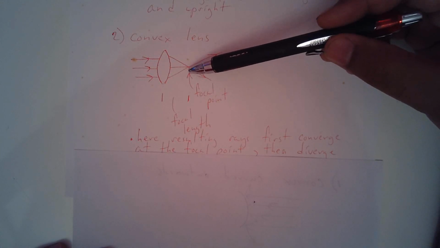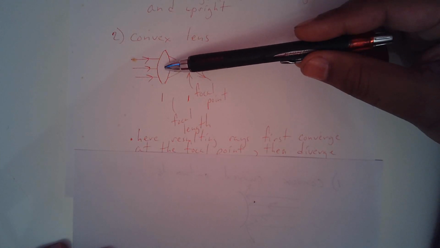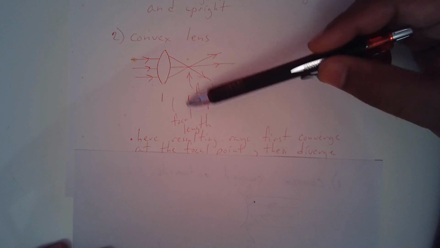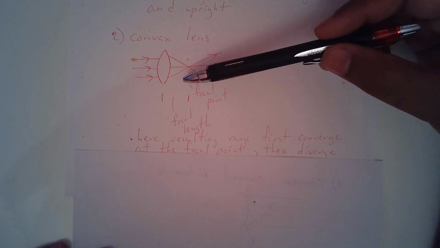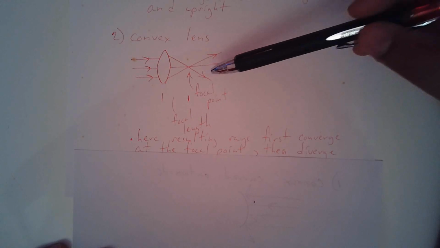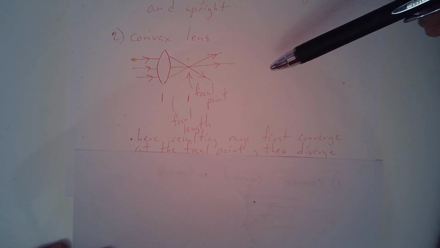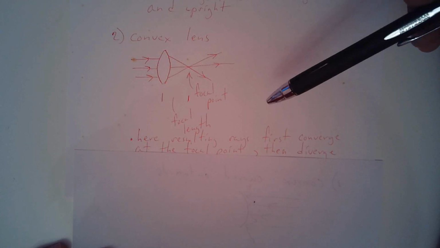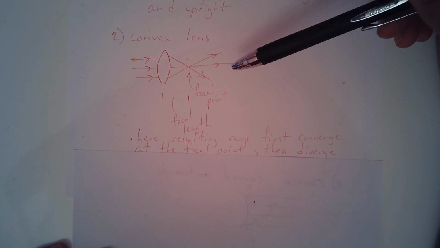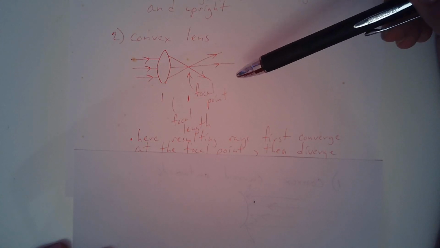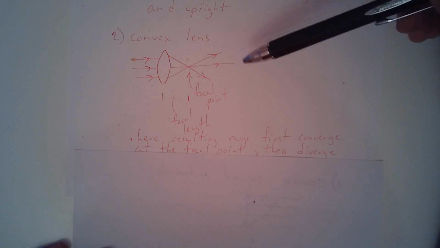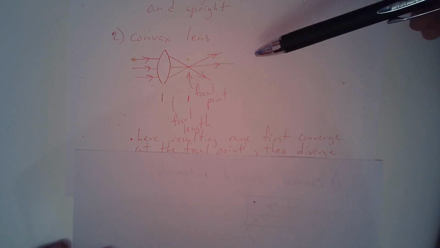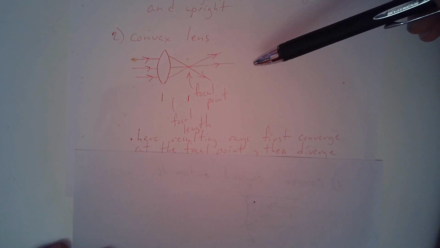And so this, again, the distance from the focal point to the center of this lens is called the focal length. Sometimes we talk about 2 focal lengths, 3 focal lengths. It's a way to measure distance. If we say 2 focal lengths away, then you're at a distance twice the focal length. If we say 3 focal lengths, then it's 3 times the focal length.